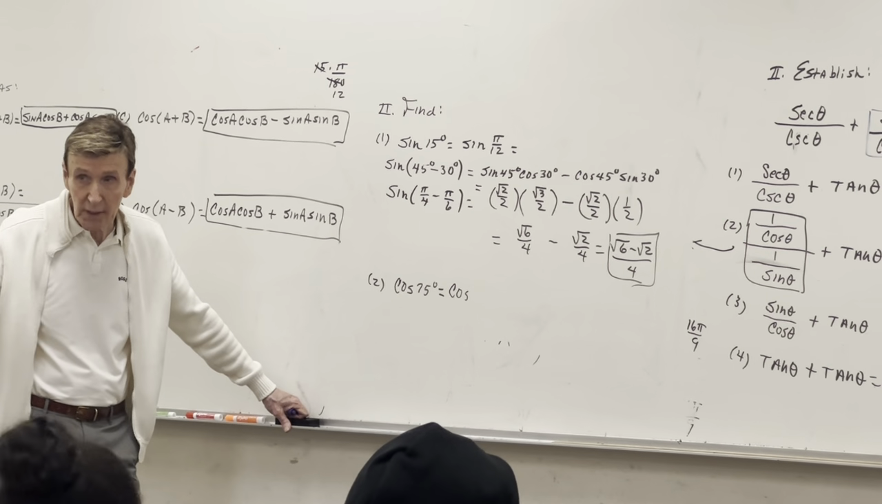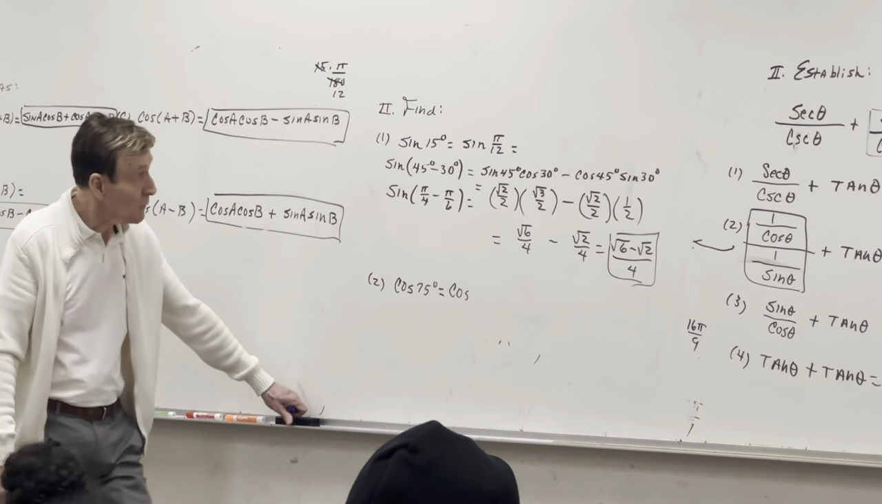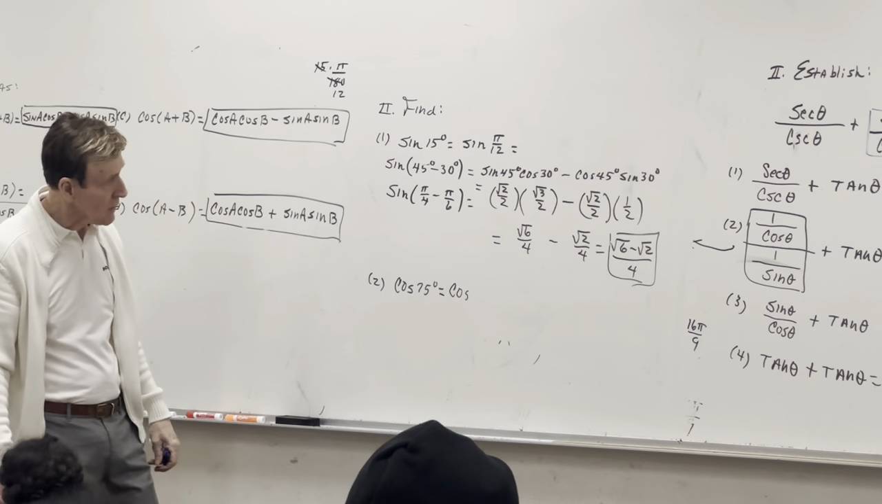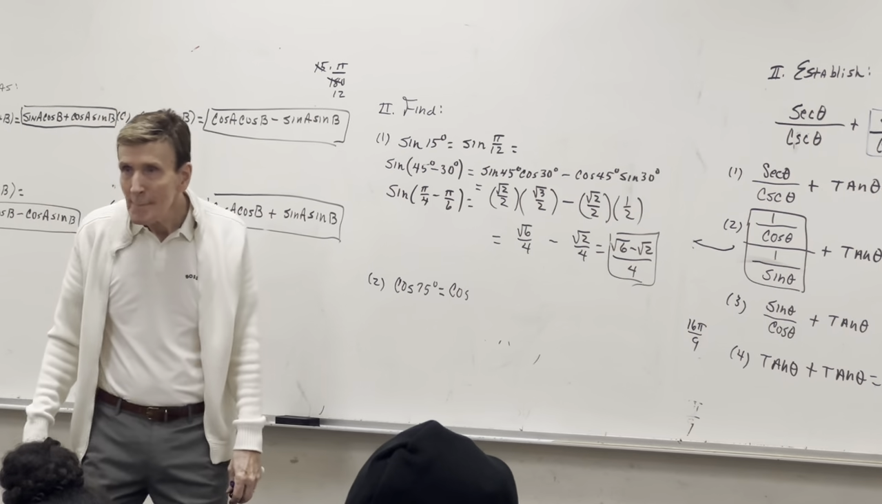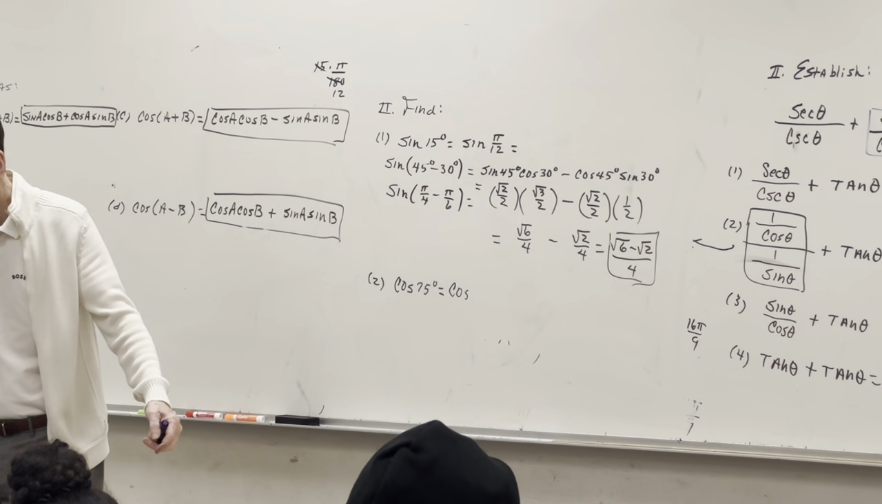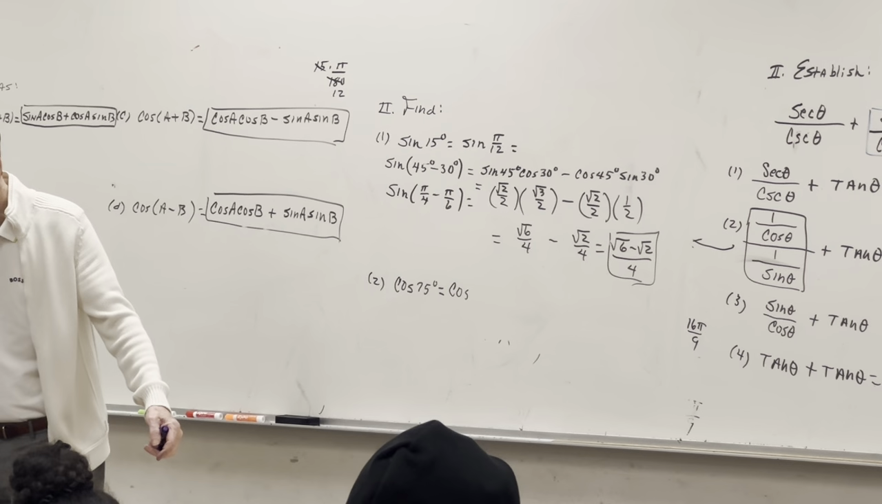I'm going to use the formula again. In other words, use a conversion factor, something like this. What would 75 degrees look like? Anyone? Not pi over 4.